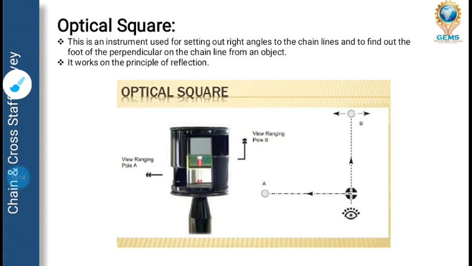This is an instrument used for setting out right angles to the chain lines. When you are doing chaining, the optical square is used to plot a right angle with point A, point B and point C. It will be plotted very accurately. It works on the principle of reflection. When you reflect something, it comes back. You can see point A and point B, and similarly you can mark. So the optical square is used for setting right angles while doing chain survey, and while you measure in a chain line.